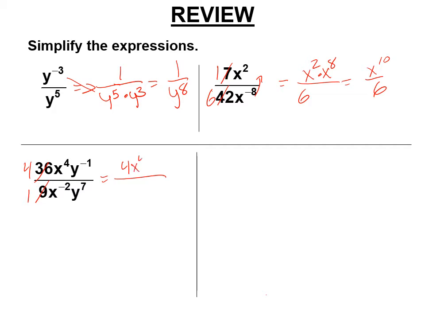Then we have an x to the 4th. The x to the negative 2 goes up there and becomes x squared. Y to the 7th stays. This y to the 1st comes down here. So we get 4x to the 6th over y to the 8th.